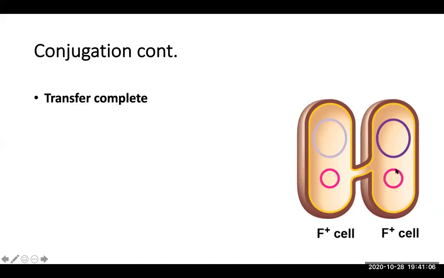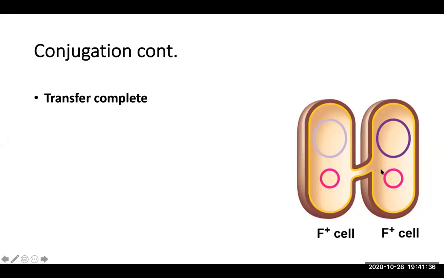They both have double-stranded plasmid. I know it's only shown as one here. You could draw on this. You could modify these images to show the 2 strands if you want, or you could just make lots of notes so you don't forget that it is actually double-stranded. Transfer is complete. You have 2 F+ cells. Whatever genes were on this plasmid, now both of these cells have.